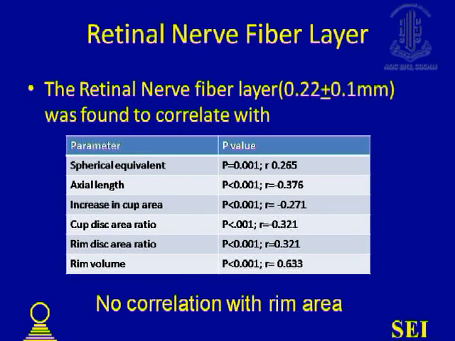And the mean retinal nerve fiber layer thickness was 0.22 millimeters actually. It correlated with the spherical equivalent, that is, the lesser the myopia, the greater the thickness of the retinal nerve fiber layer. And you can see that clinically, that when you have low myopic patients, you can see the retinal nerve fiber layer much better actually. It correlated with the axial length actually. That is, if the axial length increased, the retinal nerve fiber layer thickness decreased.